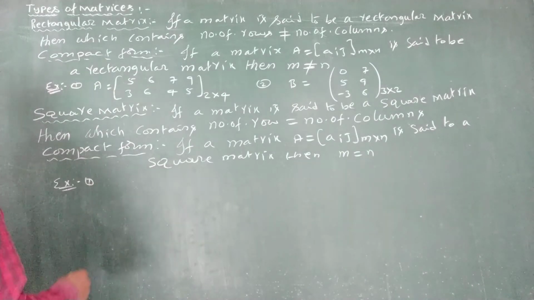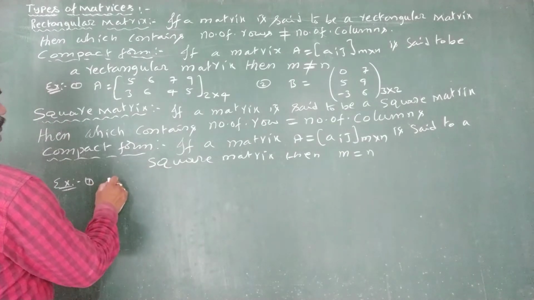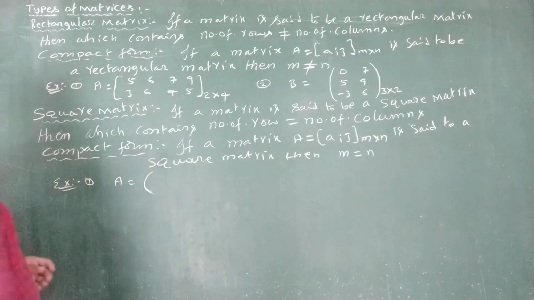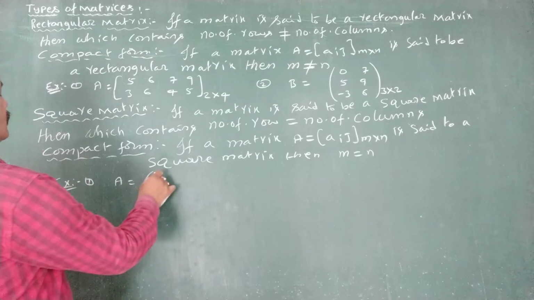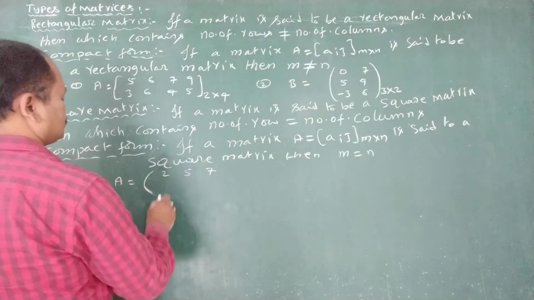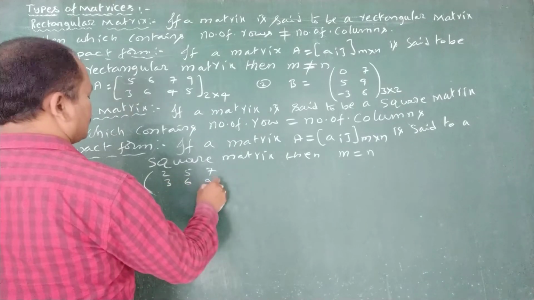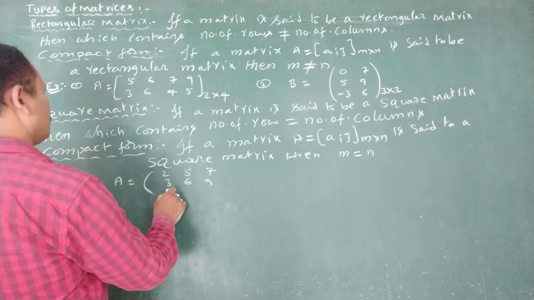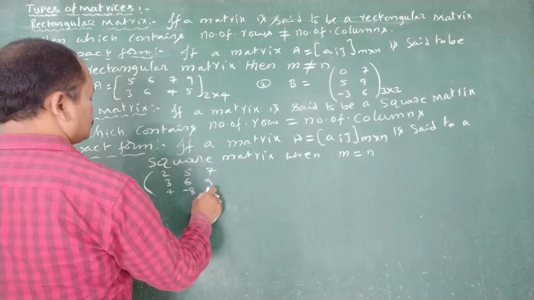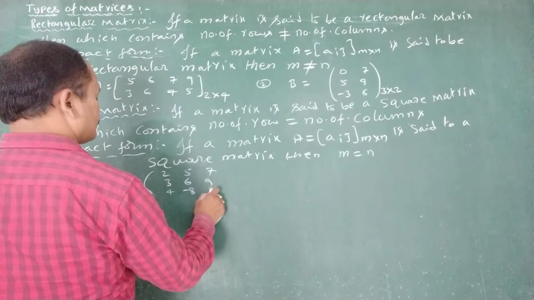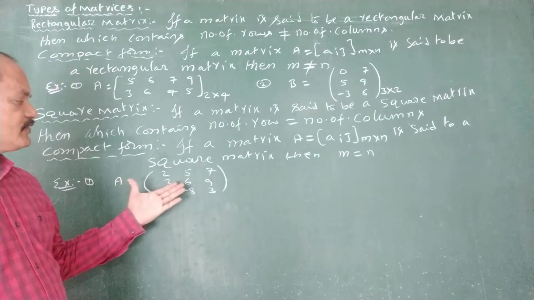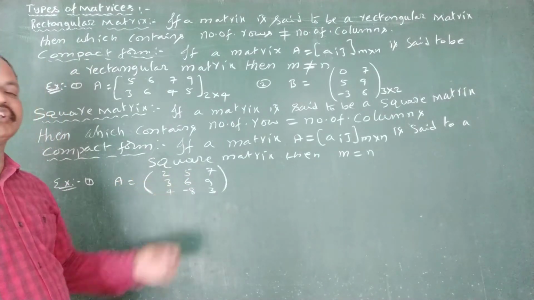Examples. Here we have to take capital A. Here it is 1, 2, 5, 7, 3, 6, 9, 4, minus 8, 3. So this contains 3 rows and 3 columns.